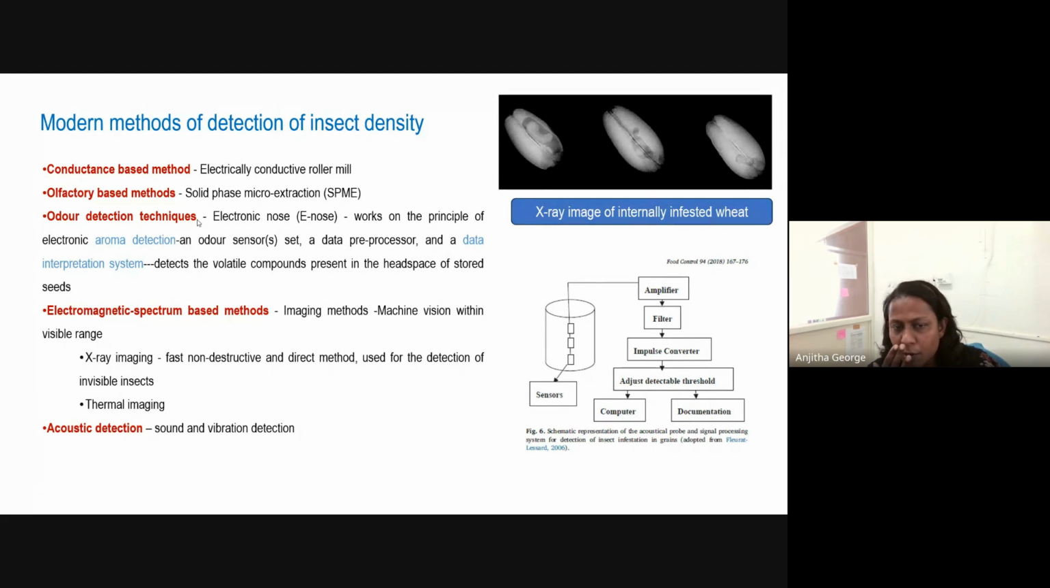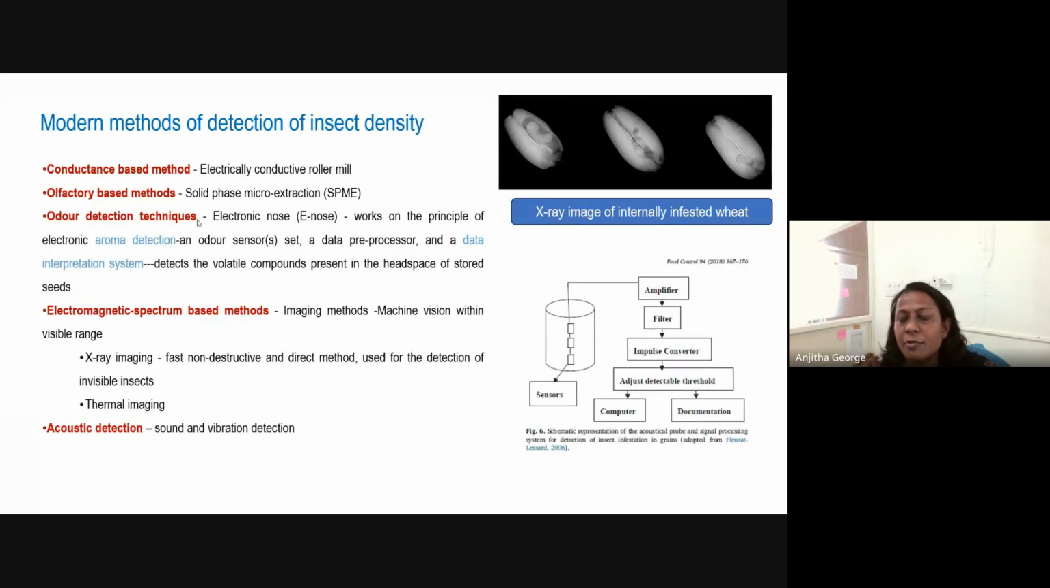Just similar to our nose, we are sensing the smell. So we are using just the manipulation of the human nose only. So it will detect the aroma, and it will be translated to what kinds of volatiles are present in that. So based on that, we can make it out whether the seed lot is having infestation or not. I think I'll explain one example in detail in the coming slide.